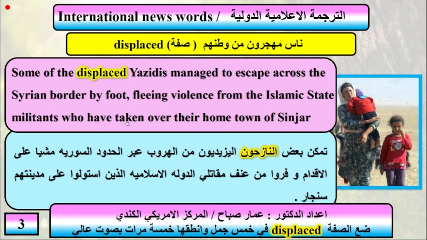Who have taken over their hometown, means مدينتهم أو بلدتهم, of Sinjar. Clear? Okay. Let us read together. Some of the displaced Yazidians managed to escape across the Syrian border by foot, fleeing violence from the Islamic State militants who have taken over their hometown of Sinjar.